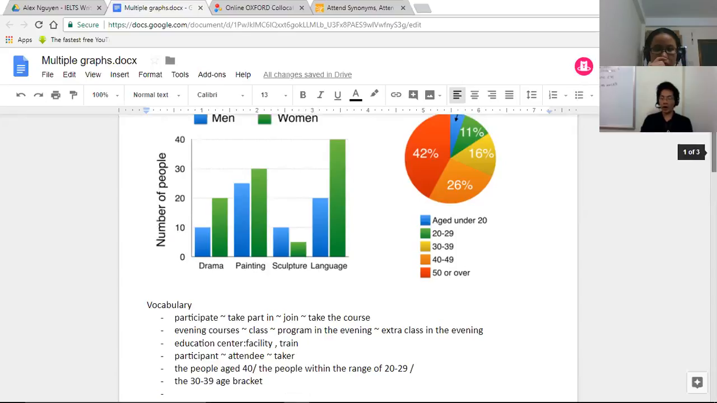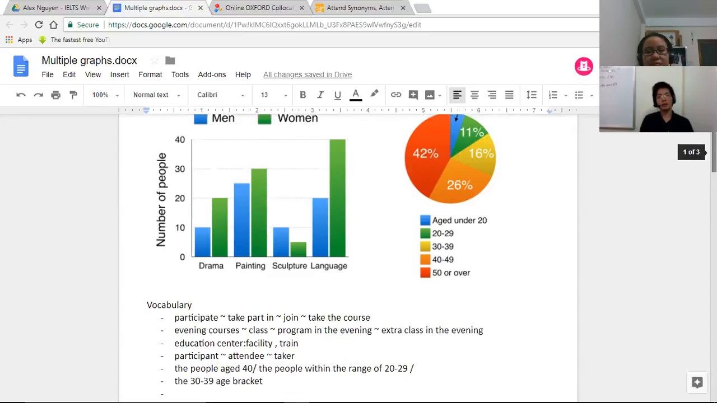How many ways can we say double? Twice as many. There were twice as many women in drama class than men. Yeah, the next time you think about double, you think about twice as much, twice as many, and then you have to find a structure to put those phrases in. It's quite difficult.